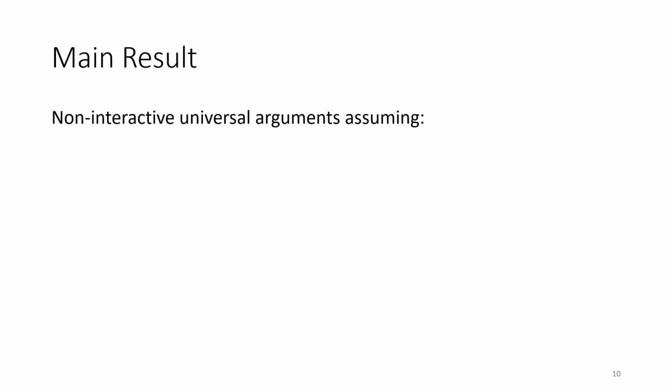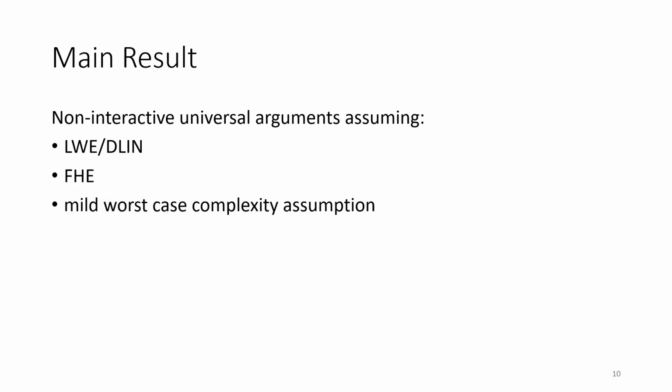Our main result is that we construct a non-interactive universal argument. And the assumptions we need are first, either LWE or DLIN. Okay, these are the same polynomial assumptions that we needed to construct SNARGs for P. And we also need to assume fully homomorphic encryption, which follows from LWE and circular security. And we also need a very mild worst-case complexity assumption. So this is our main result, and let me tell you a little bit more about our results and about this complexity assumption.